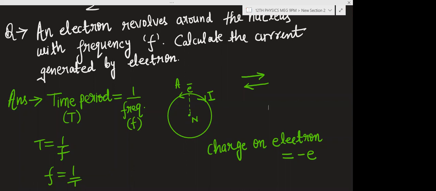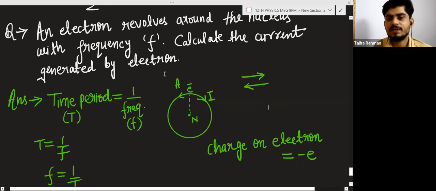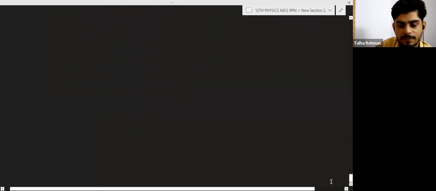So in this way you can solve. The frequency is given, but you should know what is the time period. Time period is the time to complete one rotation or revolution. So there is one more question.